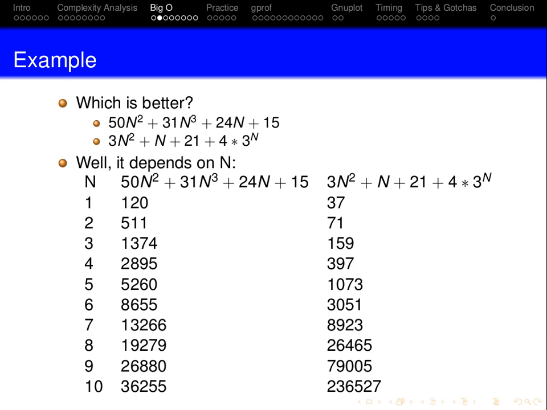Because in reality, as long as n is 7 or less, the second one's faster. But after that, there's no comparison. But do you usually care about the small numbers? No. Not really. So the real answer, which is better, is definitely the first one, because we don't care about the small stuff, so to speak.